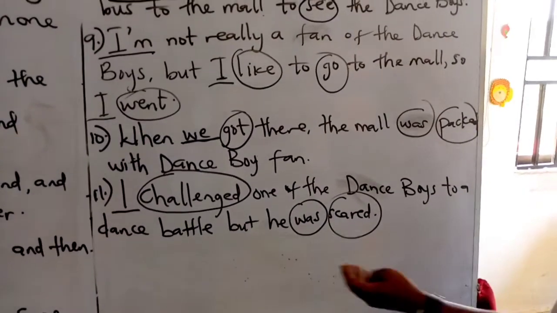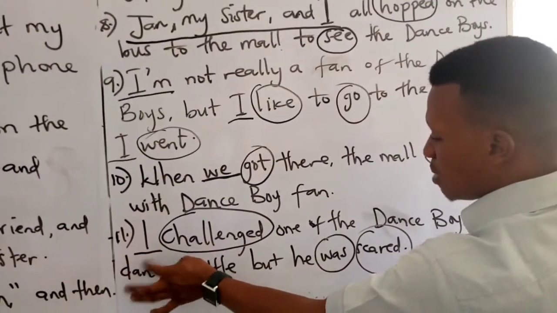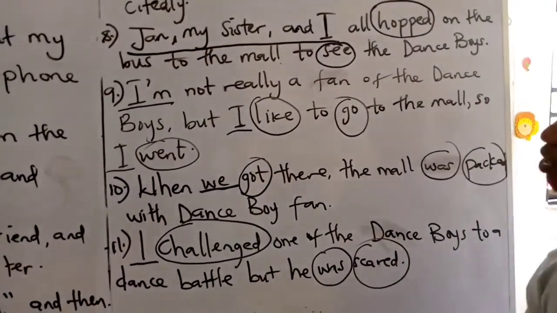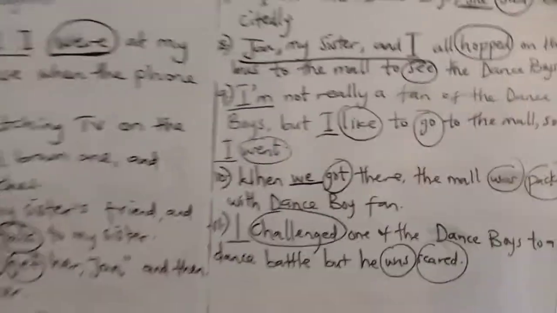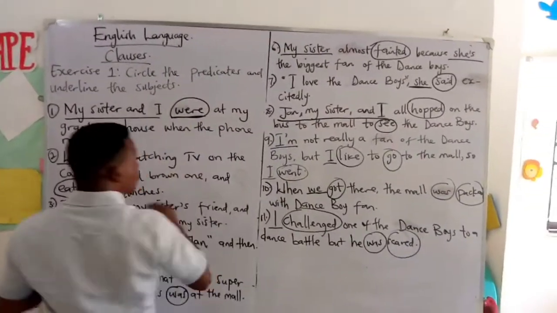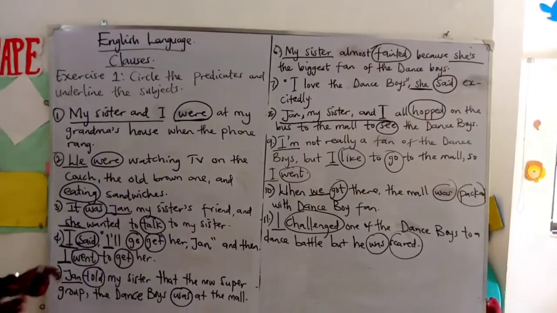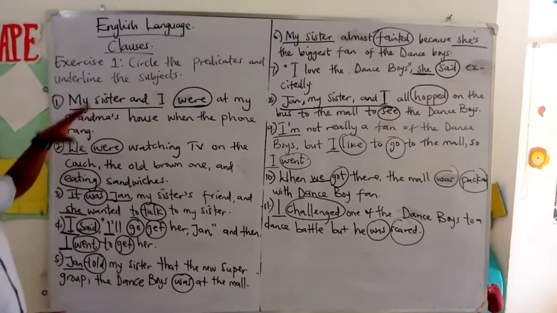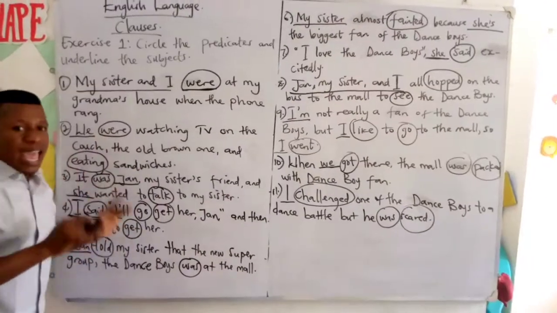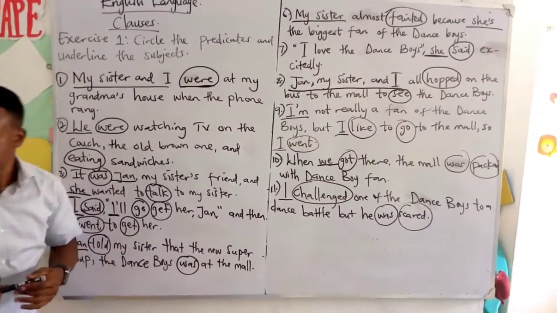So these are my predicates and this is my subject. Predicate, predicate, predicate. So it's very easy. You just follow the words in the sentence one after the other, and you get it right. Okay, we're doing another exercise on this, which is going to be our exercise 2.